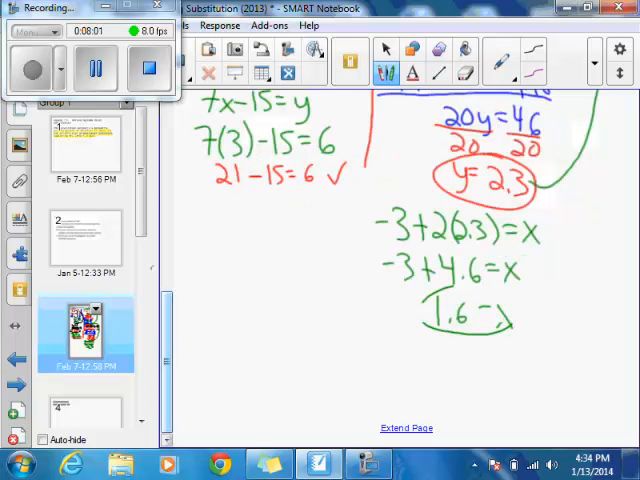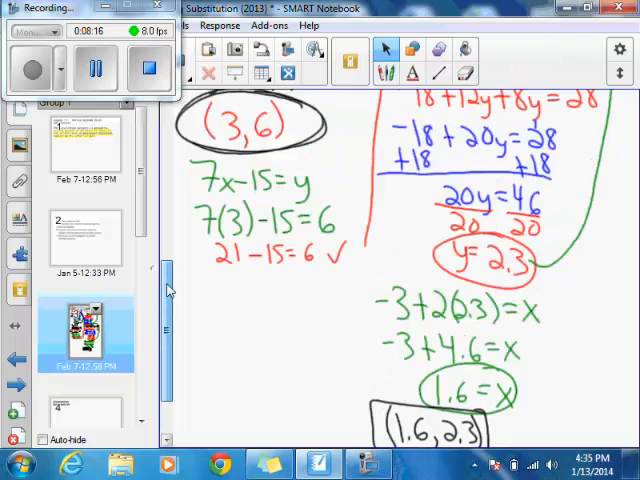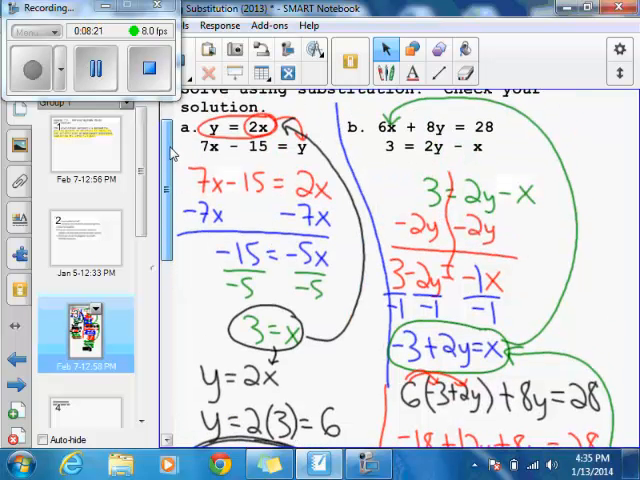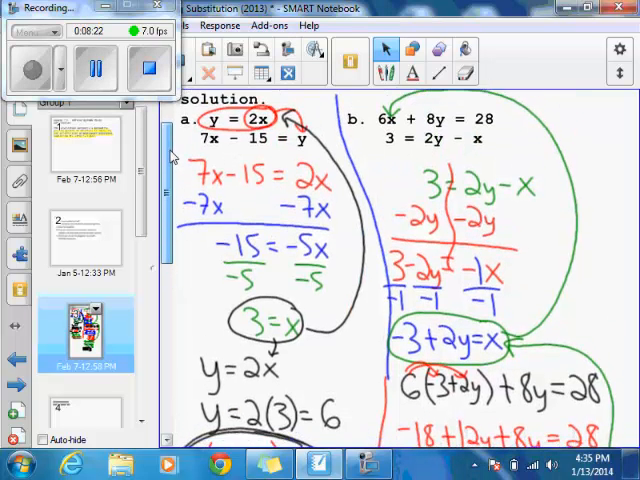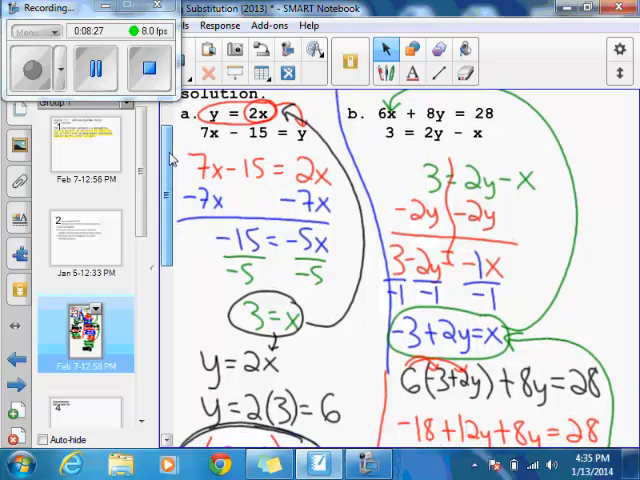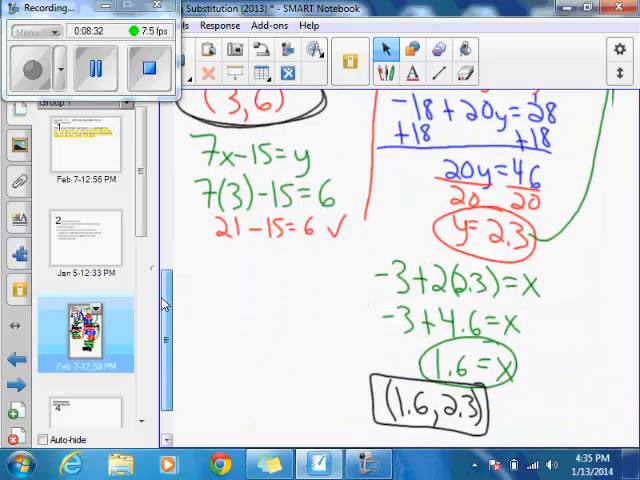Okay, when we write our ordered pair, you always put your x first. So 1.6, and then your y second, 2.3. And that's our answer. And if we want to check it, we have to go back and plug that into one of our equations to make sure that it works. Make sure you plug it back into one of the original equations, not one of the solved ones, or you might have already made an error.